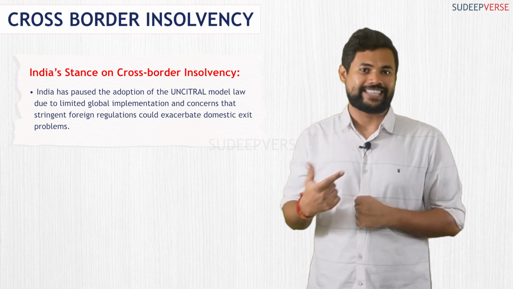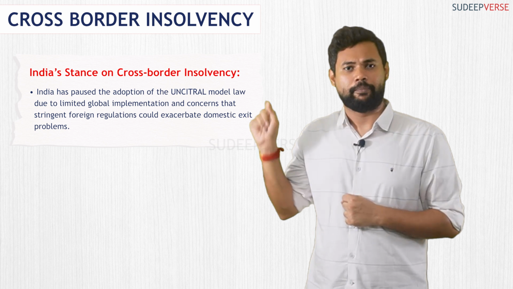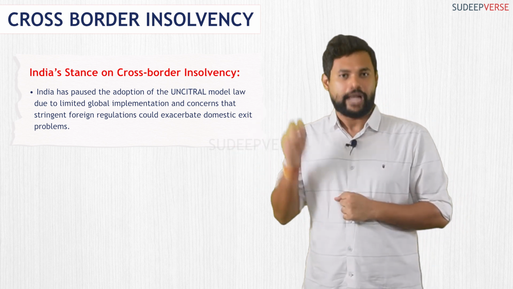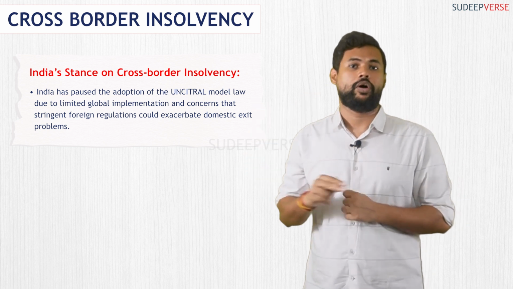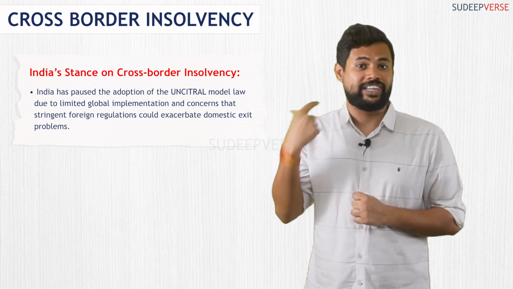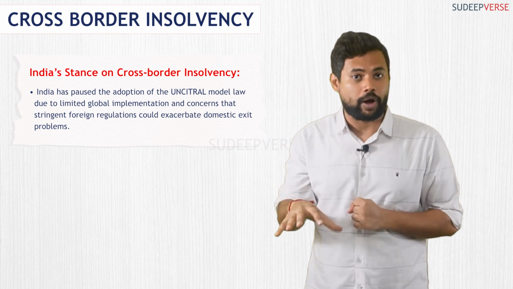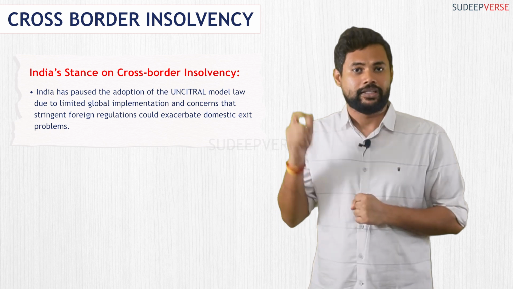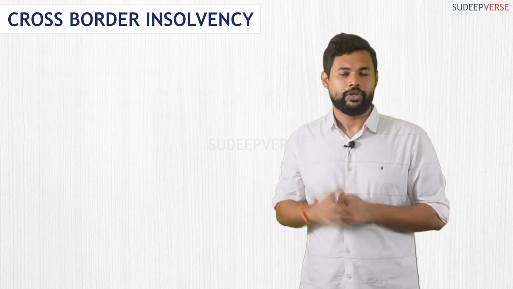The reasons India has cited are two. One, India has said that very few countries have implemented this model law of the United Nations Commission on International Trade Law. And the second is that the countries that have implemented the model law also have very stringent regulations that can again accentuate or increase the exit problem that India had faced earlier. Because of this, India has put on hold its plan of implementing the cross-border insolvency model law. So this is the concept of cross-border insolvency.